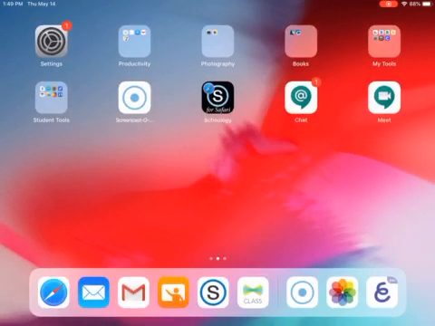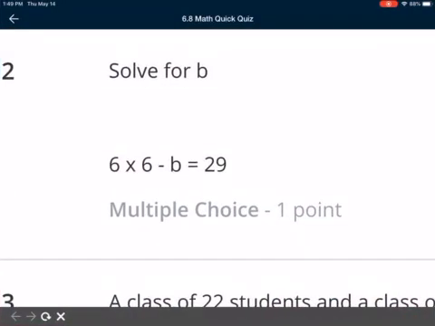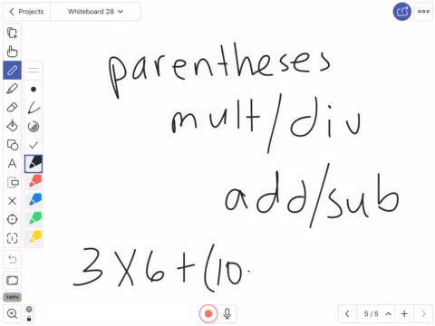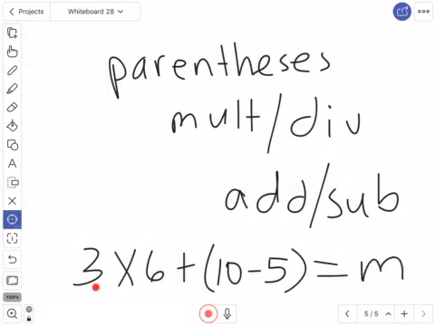So when I see this kind of problem, I know I can't do the subtraction first. I need to do the multiplication first. And if I had a problem like 3 times 6 plus, let's say, 10 minus 5 equals what? Even though I think, I've got multiplication, nope, I have to do the parentheses first. Even though it's subtraction there, since parentheses come first, I have to do that part first.